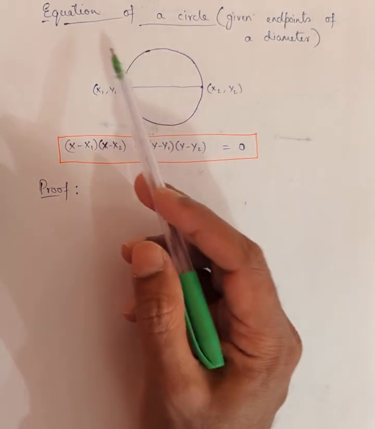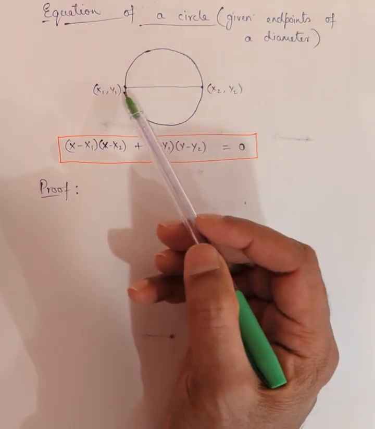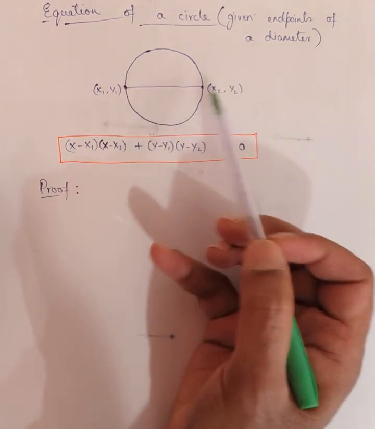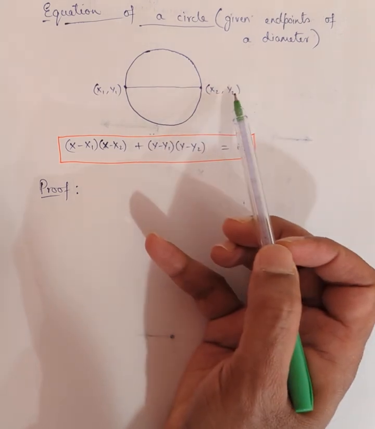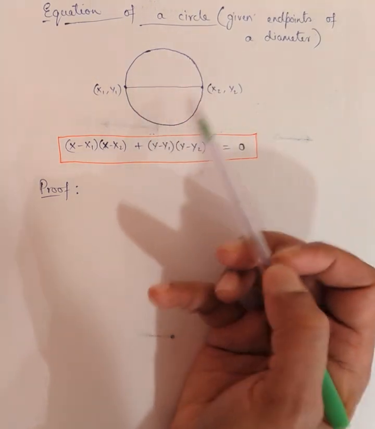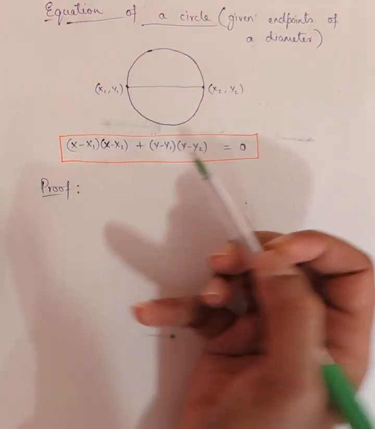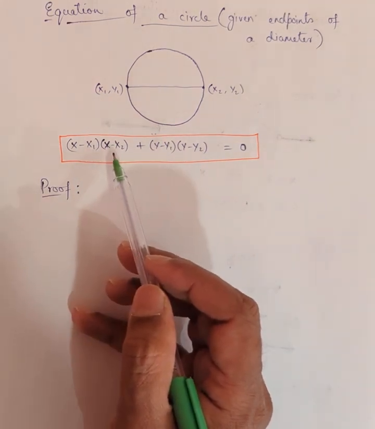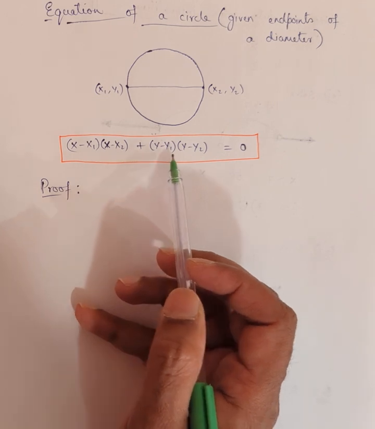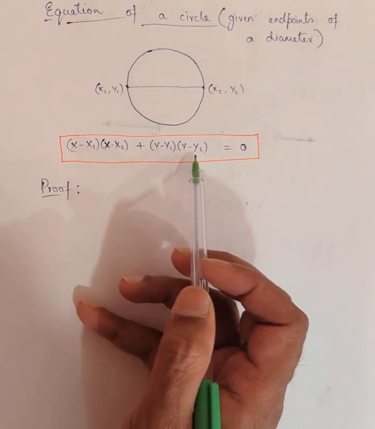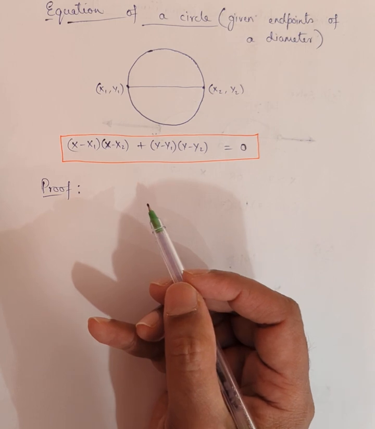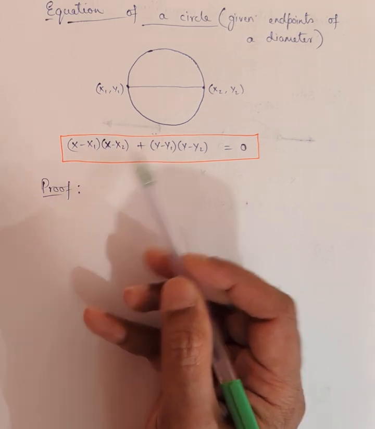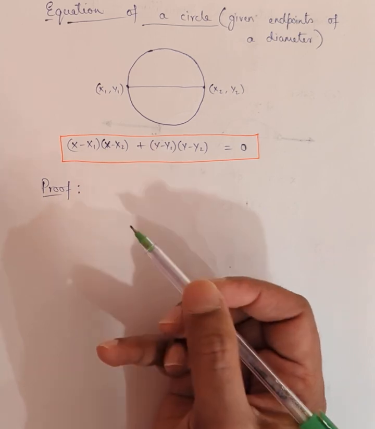In an earlier video, we looked at the equation of a circle given the endpoints of a diameter, where we mentioned that if the endpoints of a diameter are (x1, y1) and (x2, y2), then the equation of this circle has this neat form: (x minus x1) times (x minus x2) plus (y minus y1) times (y minus y2) is equal to 0. I also gave you a sketch of the proof, but in this video, let's prove it together.